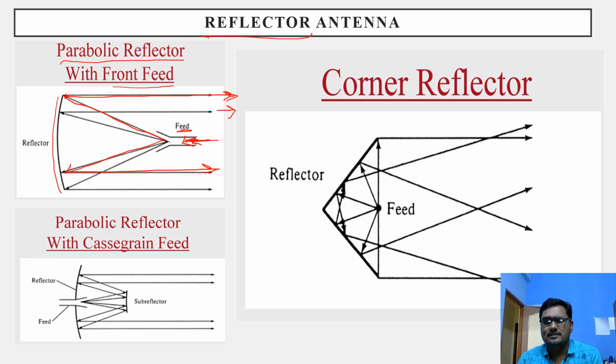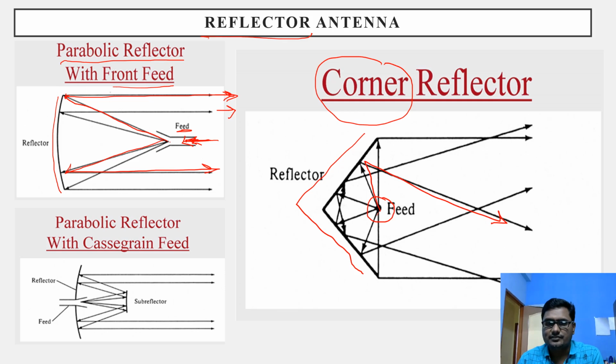Now there are so many reflectors. Here is a corner reflector. Look at this corner reflector. It means yes, this is a corner shape. I am feeding the electrical signal here, and then waves are transmitted in this fashion. Every signal will get reflected by the reflector. Look at this, multiple times.